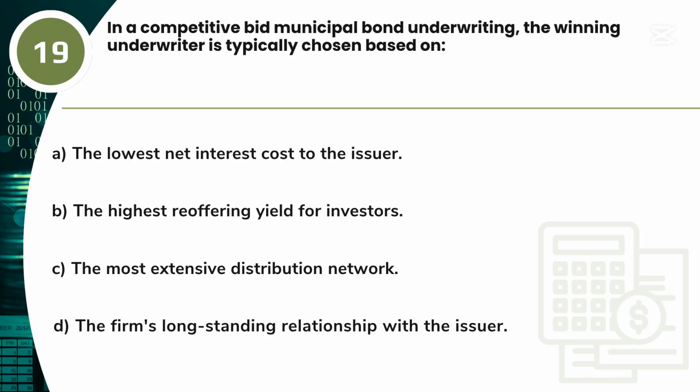Question 19. In a competitive bid municipal bond underwriting, the winning underwriter is typically chosen based on A. The lowest net interest cost to the issuer. B. The highest reoffering yield for investors. C. The most extensive distribution network. D. The firm's long-standing relationship with the issuer.